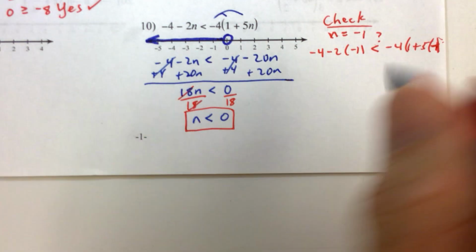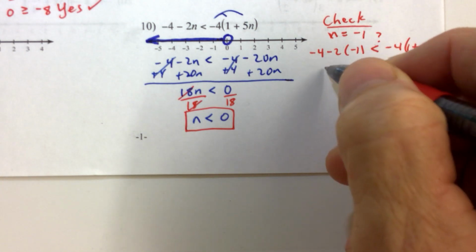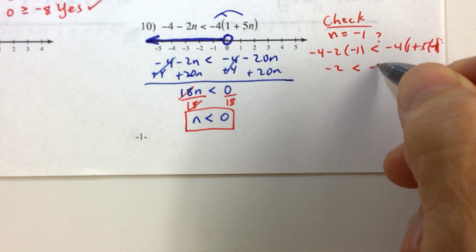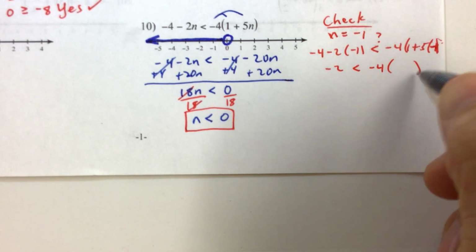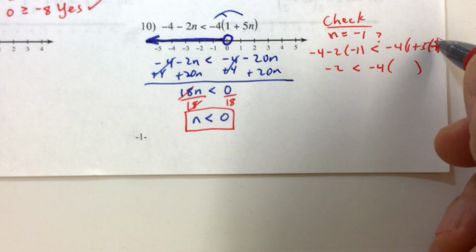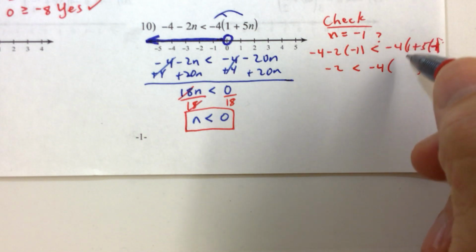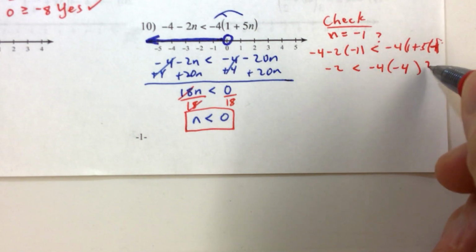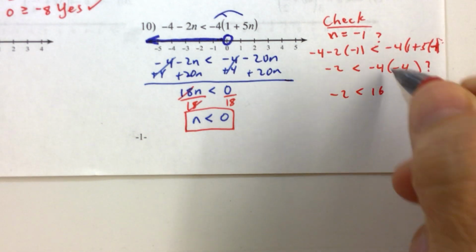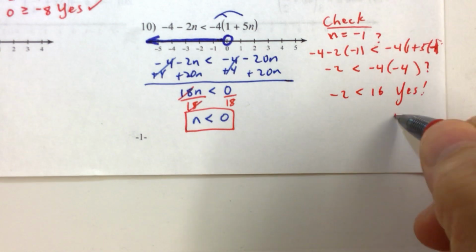And when we check that, the left side becomes negative 4 plus 2. That's negative 2. And when we have parentheses, we're going to simplify inside the set of parentheses first. We have 1 plus 5 times negative 1. And 5 times negative 1 is negative 5, plus 1 is negative 4. Still a question mark: is negative 2 less than negative 4 times negative 4, which is 16? The answer is yes. Check.